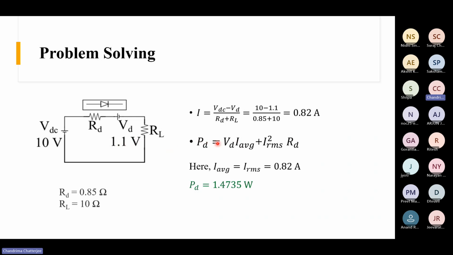So the power loss, we already saw that power loss during conduction is VD times I average plus IRMS square into RD, right? So this VD is already there, and I average and IRMS both the values are 0.82 ampere. So the power loss we can compute from this formula.